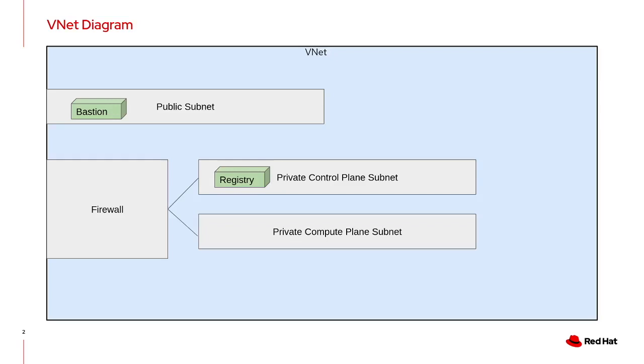The private subnets are both behind a firewall, which blocks any routes to and from the internet. The only exception is that there are firewall rules that will allow requests to the Microsoft Azure and Microsoft Azure Government APIs.